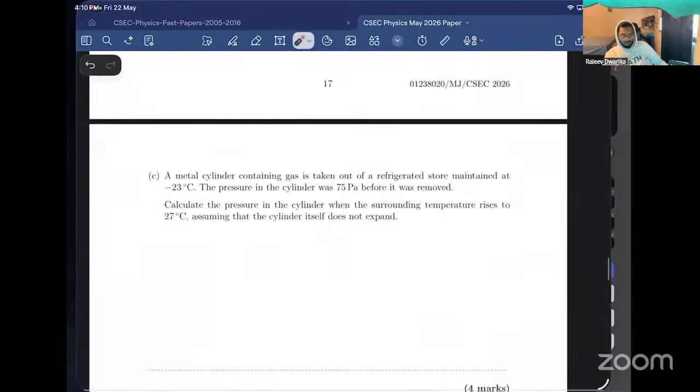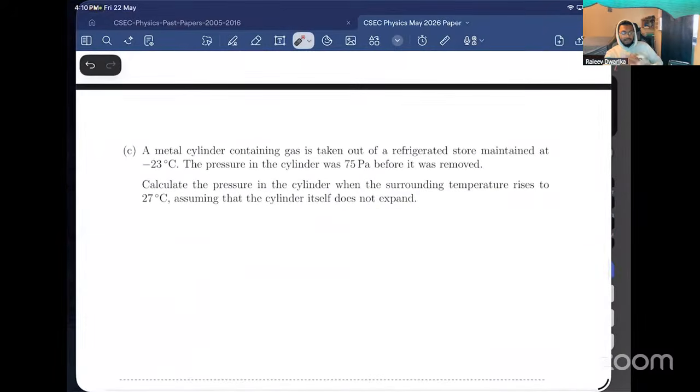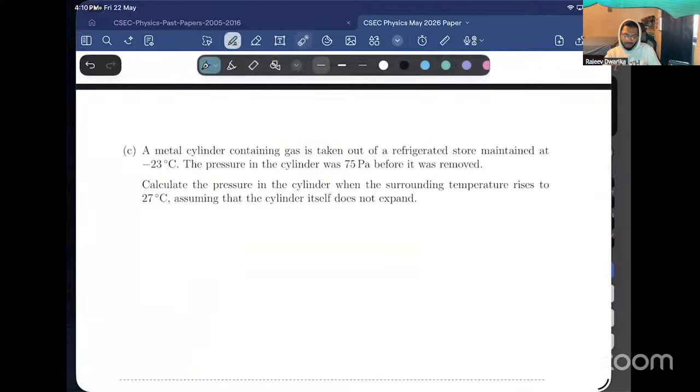Nice. A metal cylinder containing gas is taken out of a refrigerated store, maintained at minus 23 degrees Celsius. So maybe that's T1. The pressure in the cylinder was 75 pascals before it was removed. Maybe that might be P1. Calculate the pressure in the cylinder when the surrounding temperature rises to 27 degrees Celsius, assuming that the cylinder itself does not expand. Right, so clearly this is the pressure law here.